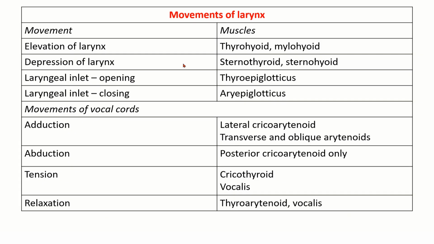Movements of the larynx. Elevation of the larynx is by thyrohyoid and mylohyoid. Depression of the larynx is by sternothyroid and sternohyoid. Laryngeal inlet opening is by thyroepiglotticus. Laryngeal inlet closing is by aryepiglotticus.